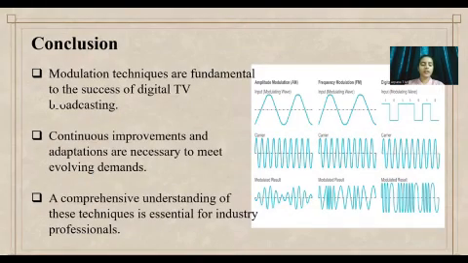Conclusion. Modulation techniques are fundamental to the success of digital TV broadcasting. Continuous improvements and adaptations are necessary in order to meet the evolving demands, and a comprehensive understanding of these techniques is essential for industry professionals.